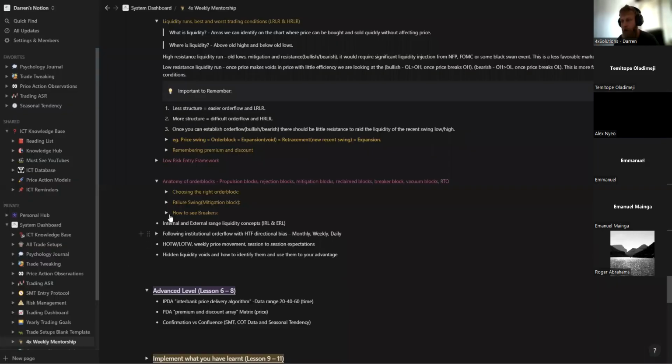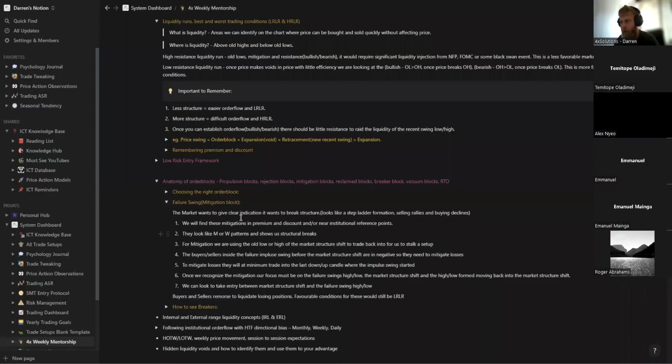Okay, so let's look at a mitigation block here. A couple of notes. The market wants to give a clear indication. It wants to break structure. It looks like a step ladder formation, selling rallies and buying declines. So you look for an M pattern, you look for a W pattern, and it shows the structural break. That's why I said it looks like an M pattern in a sell setup. It's not because we're trading the pattern, but the reason behind the pattern is that they have losses and they would like to recuperate those losses.